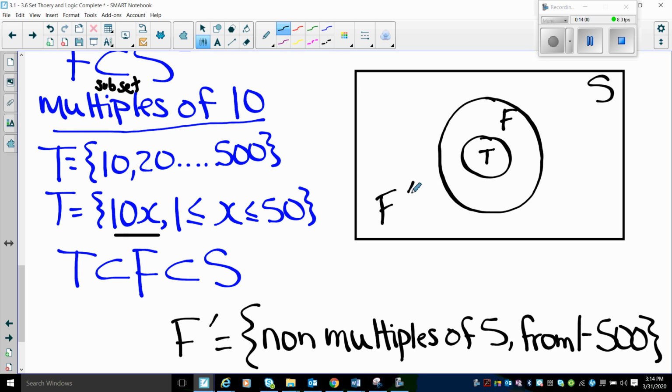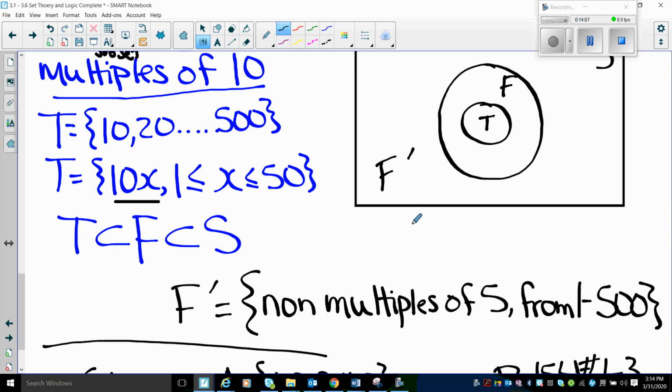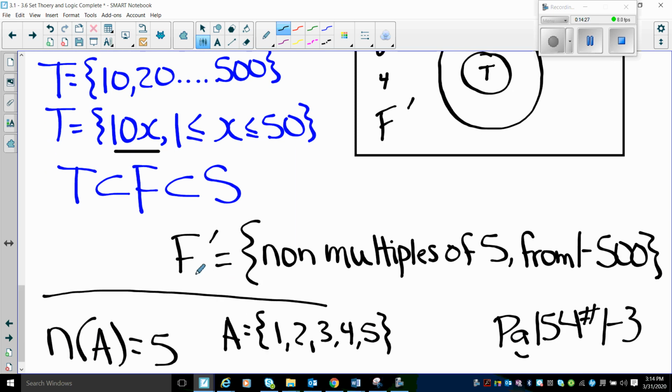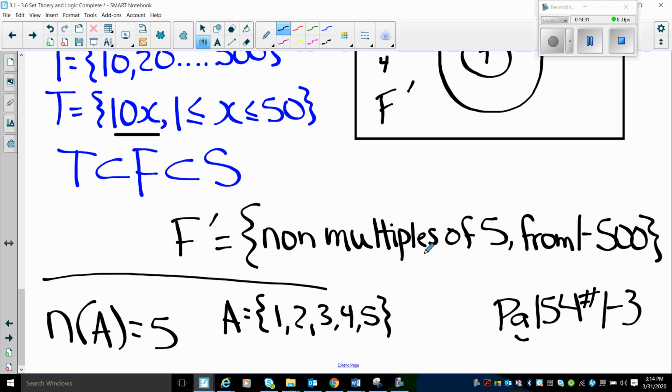Then I have F prime, or F complement. So this would be all the other numbers from 1 to 500 that are not multiples of 5 or 10. So like, for example, 4 or 2. All of those numbers still belong in the universal set from 1 to 500, but they are not part of T or F because they are not a multiple of 5 or 10. So I would define F complement, or F prime, as all my non-multiples of 5.